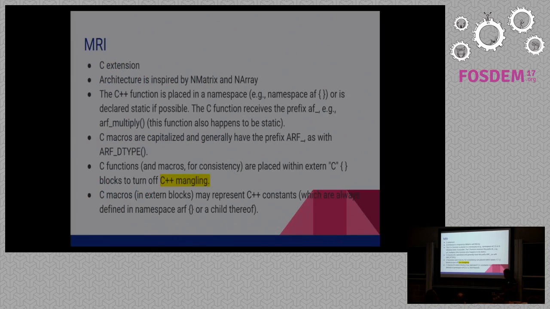Let's see how ArrayFire Ruby is built for MRI. It's a C extension, and the architecture is inspired by NMatrix and NArray. Basically, ArrayFire is written in C++, so when we build this library, we need to handle C++ code. These instructions help you do that, and the important point to note here is that you get rid of the name mangling errors in C++.